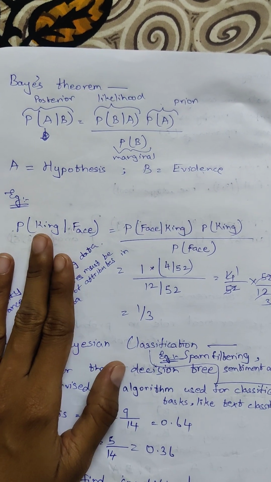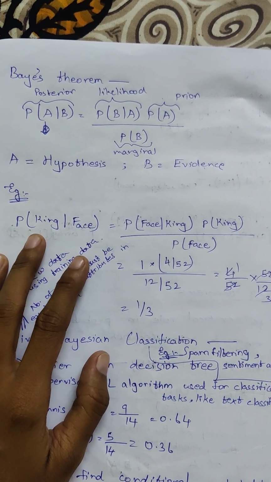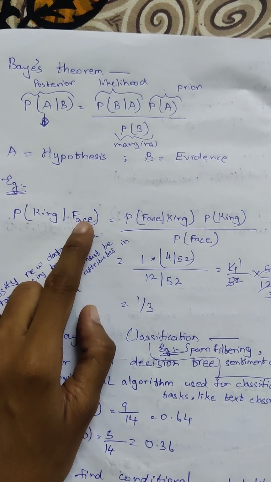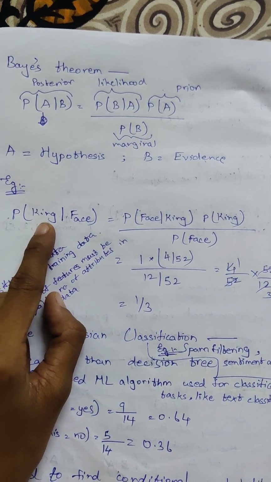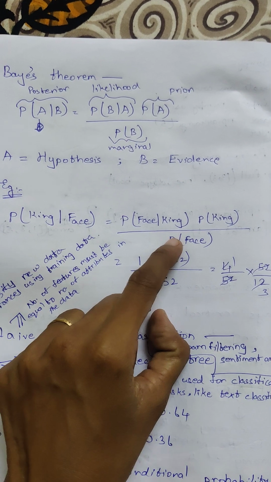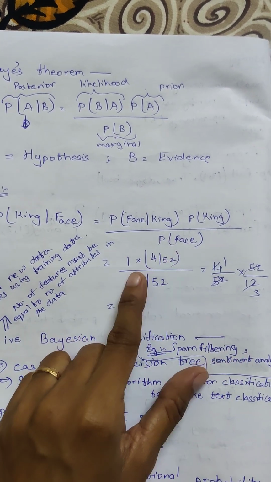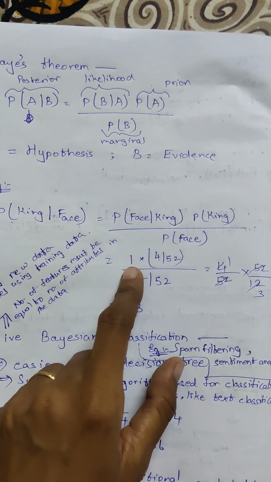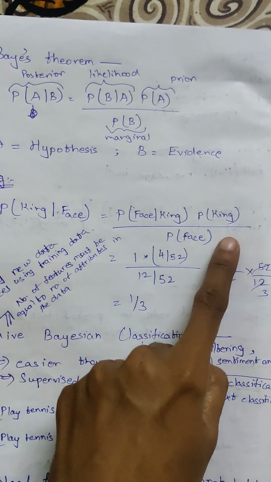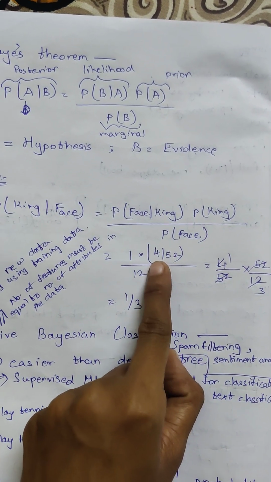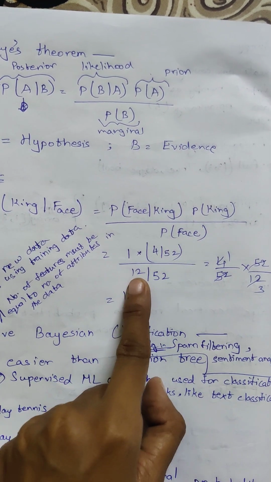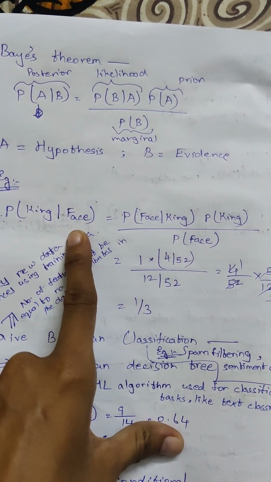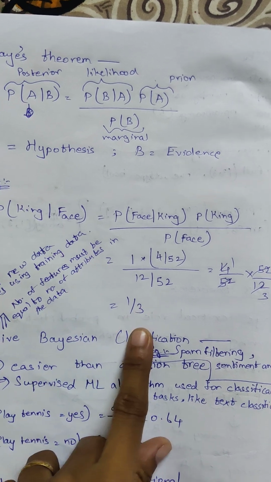For example, I am taking the example of a deck of cards, where we find the probability of a king given a face card. If I take a face card, what is the probability that it is a king? So it is probability of face given king into probability of king, divided by probability of face. The probability of face given king is 1, the probability of getting a king from the deck of 52 cards is 4 by 52, divided by the probability of face cards, which is 12 by 52. Upon cancelling, I get that if I take a face card, the probability of getting the king card is 1 by 3.